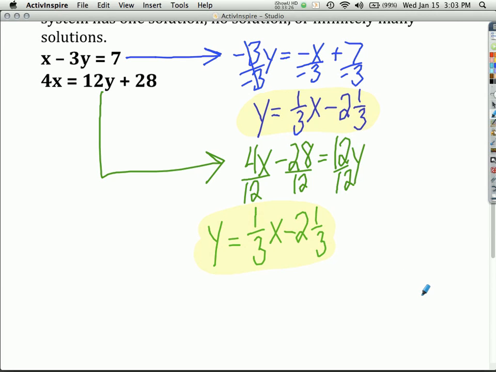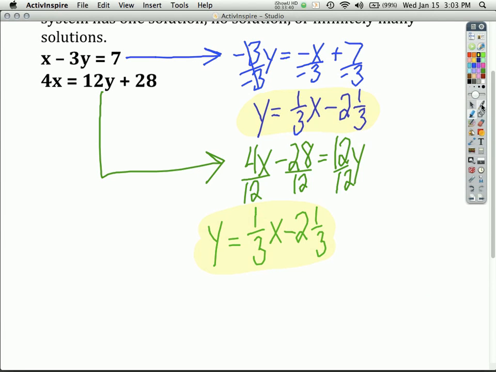So how many solutions are there? Well, everybody's hand should go up. Everybody should know. How many solutions are there, Anissa? Eric, you agree with that? Yeah, there's infinite solutions because it's the same equation.